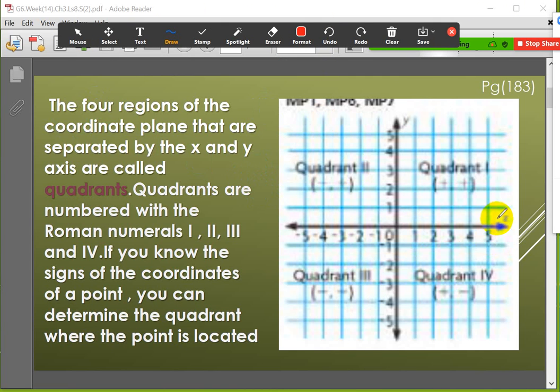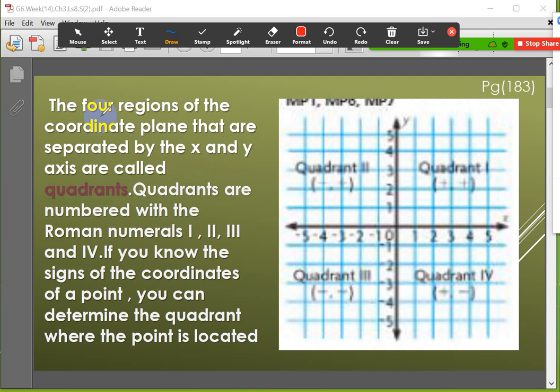Look, girls, the axes in the coordinate plane, the x-axis and the y-axis, divide the plane into 4 regions. Those 4 regions we name quadrants. According to the definition here, the 4 regions of the coordinate plane that are separated by the x and y axes are called quadrants.